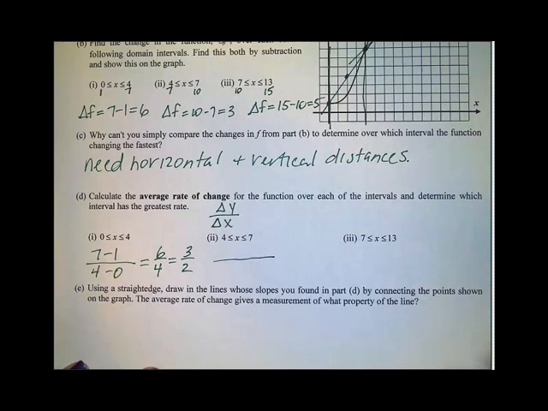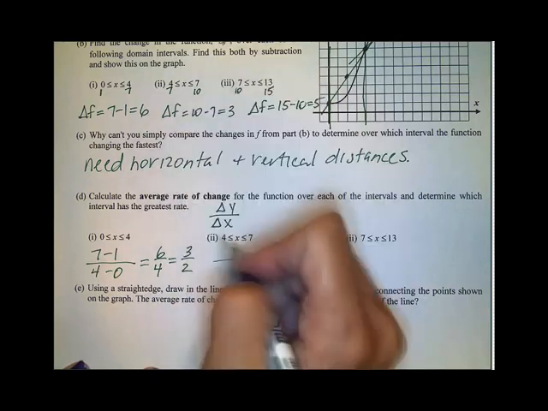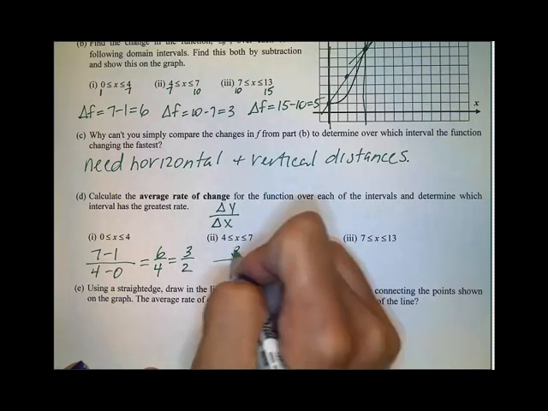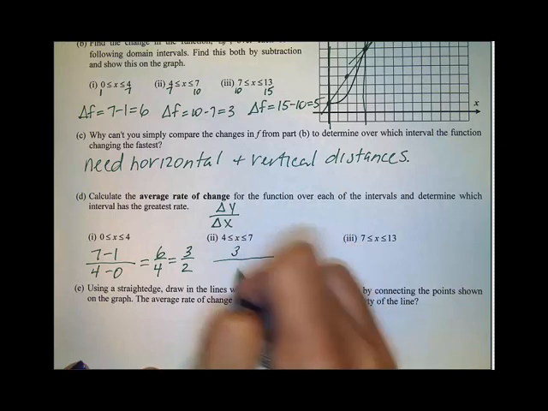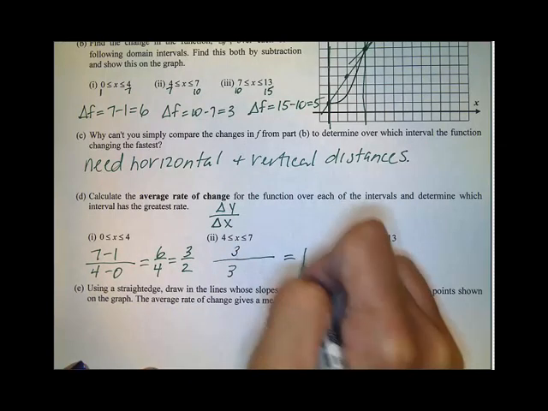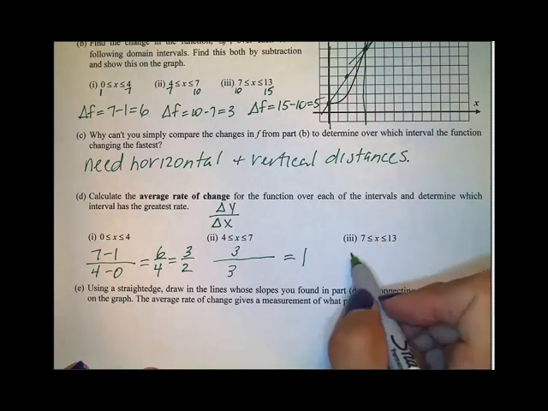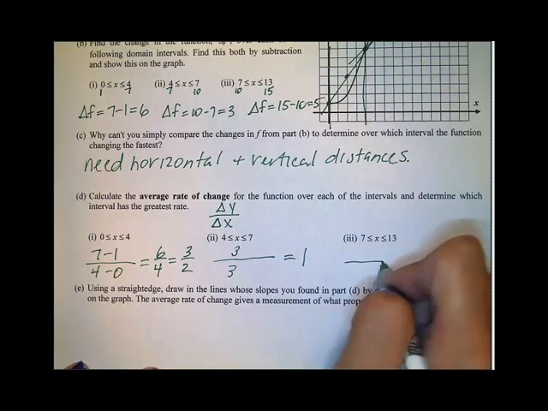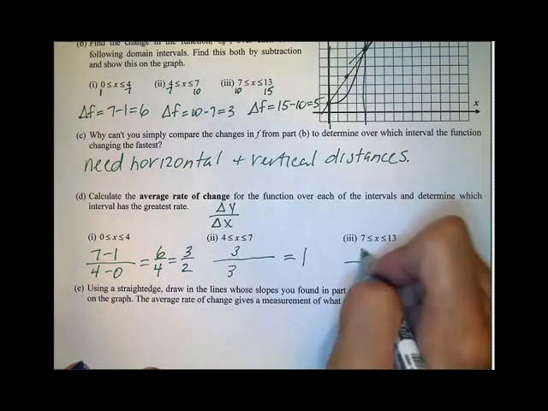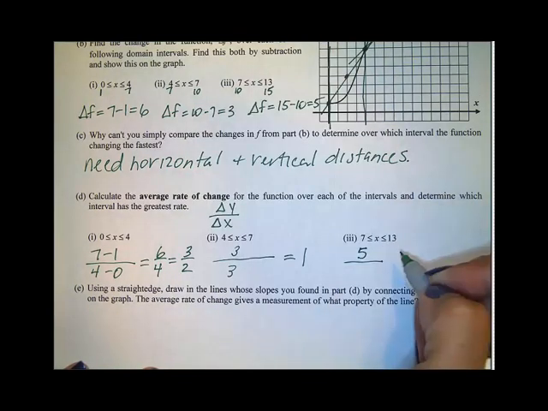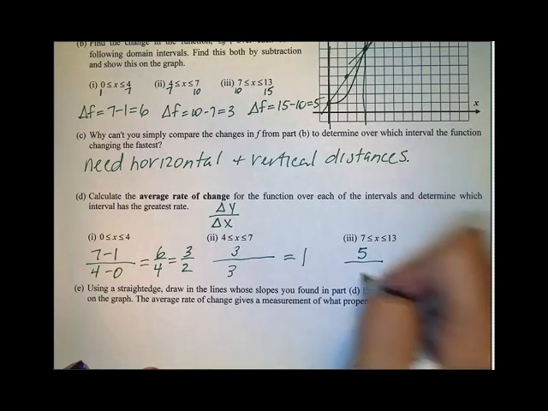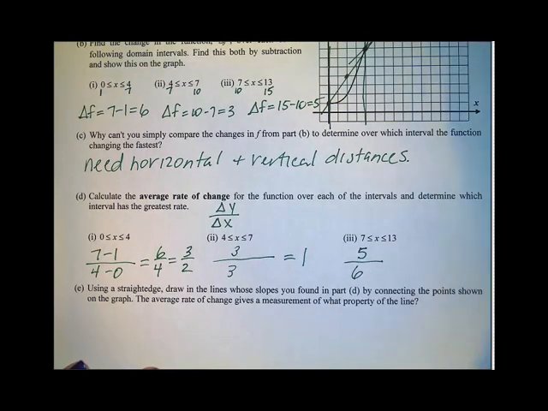So the change from 4 to 7, we said was 3. And the change on the bottom is positive 3, which is 1. And if we look at our graph, we go up 1 over 1, up 1 over 1, up 1 over 1. Part III, 7 to 13, we found was 5. And 13 minus 7 is 6. And if we look over here, we go up 5 over 6.